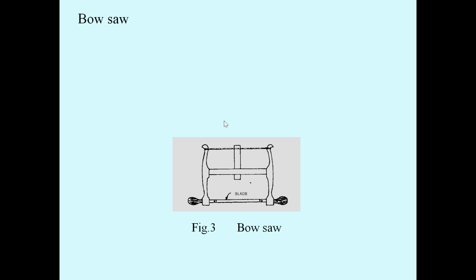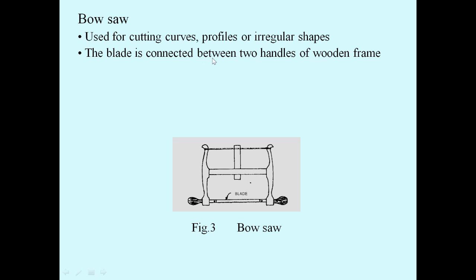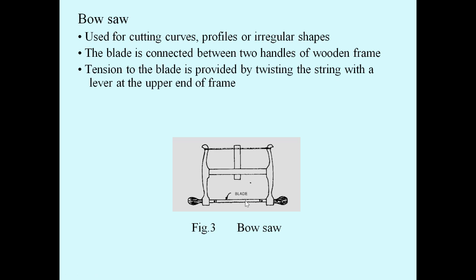The next one is the bow saw. This is a diagram of a bow saw, and this will be the blade. This bow saw is used for cutting curves, profiles, or irregular shapes. The blade is connected between two handles of a wooden frame. This is the wooden frame. So between the two handles, the blade is connected or fitted.